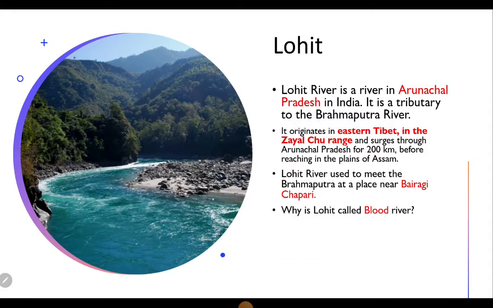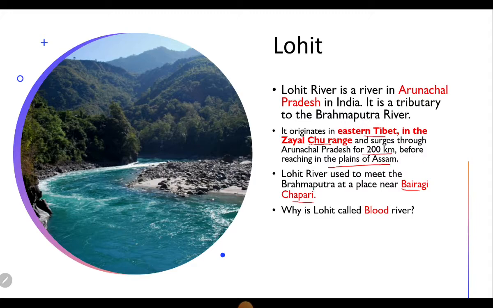So, Lohit. The Lohit River is a river in Arunachal Pradesh in India, and it is a tributary of the Brahmaputra River. It originates in eastern Tibet in the Zayal Chu range and surges through Arunachal Pradesh for 200 kilometers before reaching the plains of Assam. The Lohit River used to meet the Brahmaputra at a place near Bairagi Chhapri.